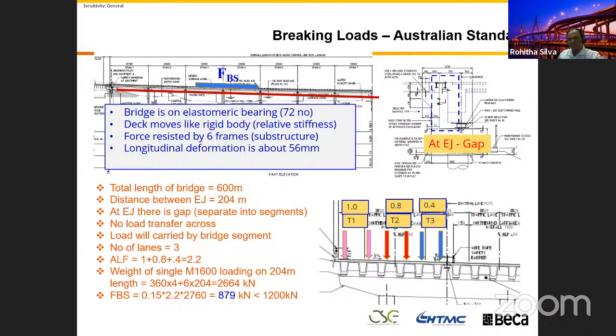You just need to calculate this one. When I say rigid, the movement will change by 1 or 2 millimeters on either side, but in general it will move like a rigid element. This is true for any code you use, any analysis you use, because you use different codes. The only difference is this FBS is a different value. Then this 56 millimeter is a different value, but you may get the same 56 millimeter.